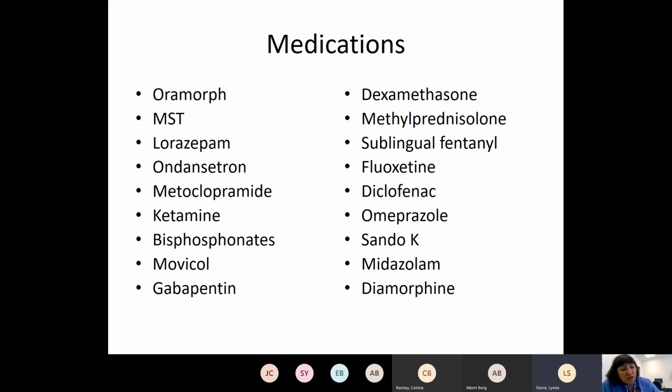It was very distressing to see what she was on, and I put them all up there. She wasn't necessarily on all of these drugs at the same time, but it was the cocktail that she had been on in the last weeks and months of her life.